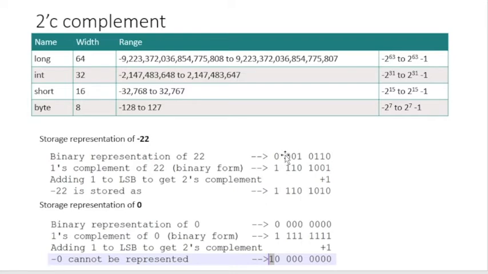If it is 0, then it understands it's a positive number and it simply converts it into its decimal form. If it is 1, it understands it is saved as 2's complement and it converts it back to a decimal number. Now where do the differences come? Let's take the storage representation of minus 0.